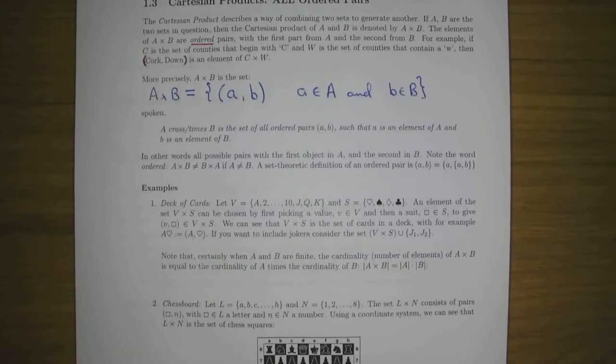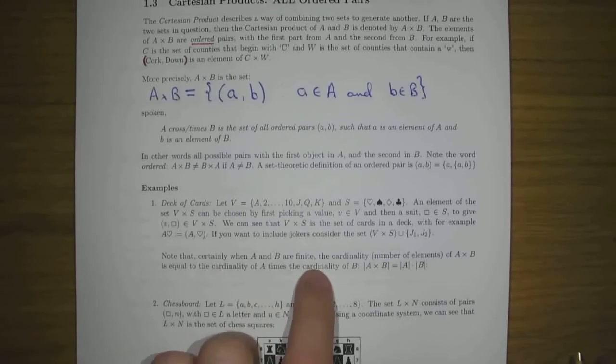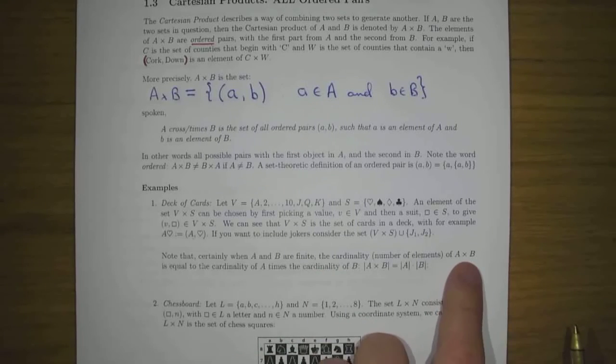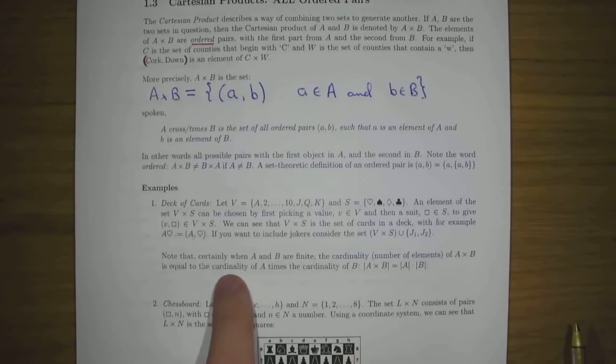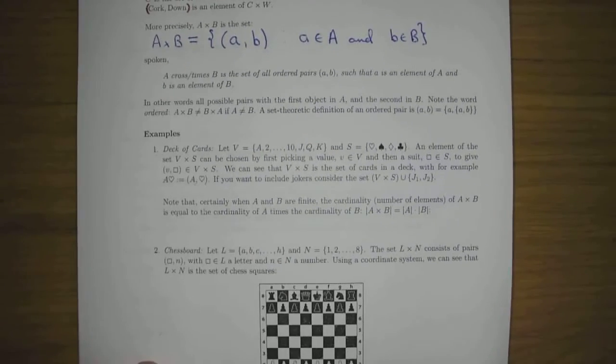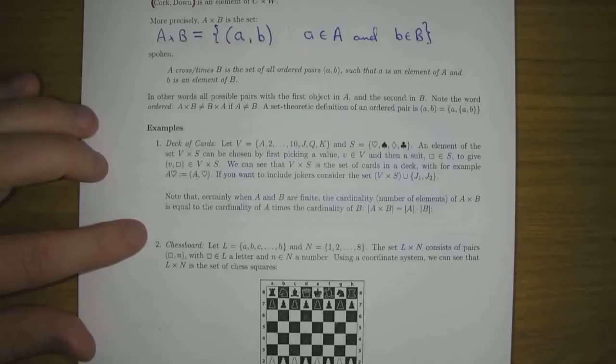If you wanted to include jokers, and usually you have two jokers who are different, you would take the Cartesian product, so that's all your 52 cards, and then the jokers aren't in there. So you form the set of all elements that are either normal cards or jokers. Note that certainly when A and B are finite, the cardinality of A Cartesian product B is equal to the cardinality of A times the cardinality of B. This is something that we've probably seen before, certainly with decks of cards.